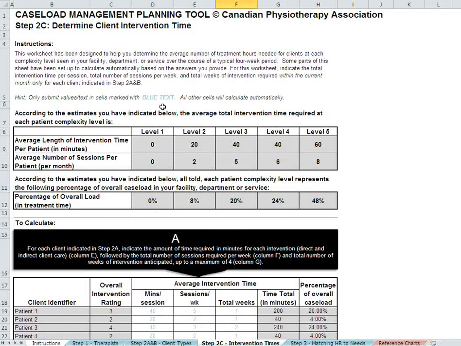And if you look up at the tables above, you can see that that same patient, the level 5 patient, the average length of intervention time is approximately 60 minutes, and they will be seen approximately 8 times. Next, we would move on to step 3, which is matching human resources to your needs.